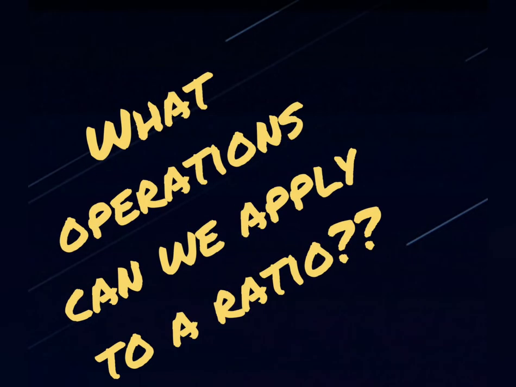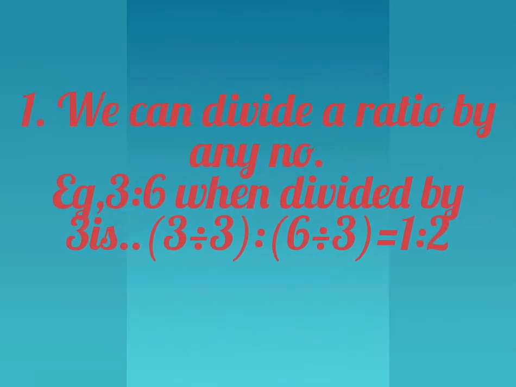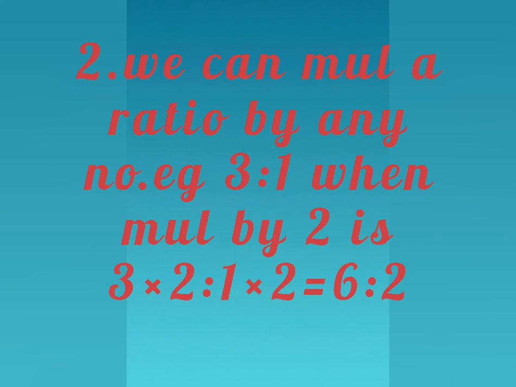So now there is a need to know what operations can be applied to a ratio. The first operation is that we can divide a ratio by any number. Here we have divided the ratio 3:6 by 3 and the result is 1:2. The second operation we can apply to a ratio is multiplication. When a ratio 3:1 is multiplied by 2, the result is 6:2.